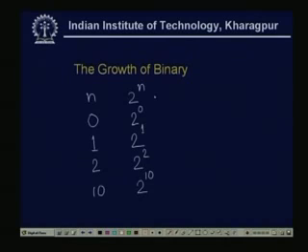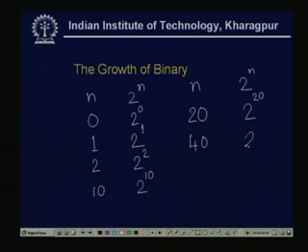Now, say if my n value is 20, then it should be 2 to the power 20. If it is 40, then it will be 2 to the power 40. Like that, the binary numbers will be growing.